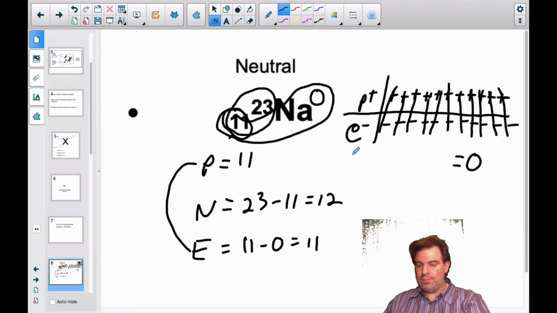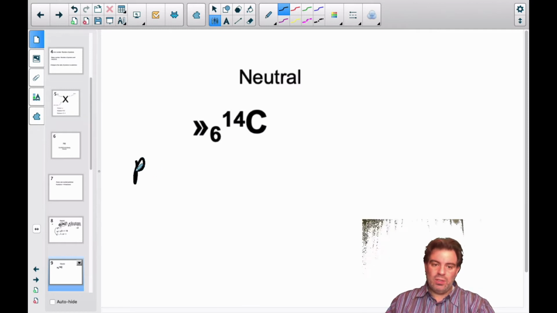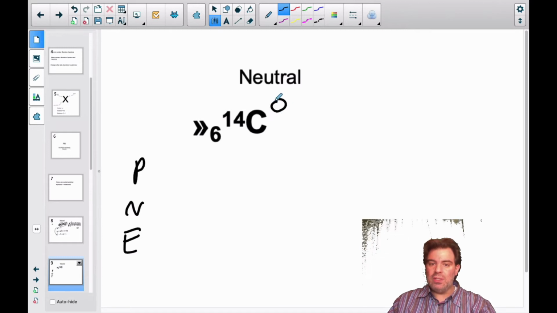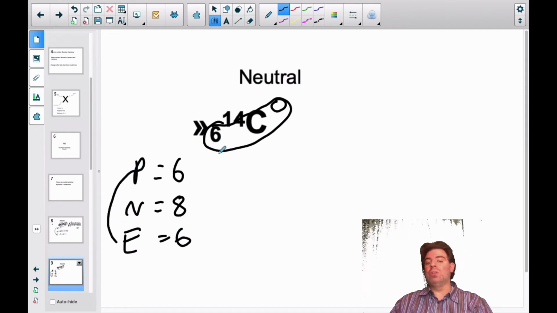Pretty simple, right? Let's do one more, and then you guys will do the rest. Protons, neutrons, and electrons. Again, it's neutral. It's an atom, so that means it's a 0 here. The number of protons is always the lower left number, which in this case is 6. Number of neutrons, 14 minus 6, is going to be 8. And then finally, we subtract these two in order to find the number of electrons. So 6 minus 0 is 6. And notice how in a neutral atom, the number of protons always equals the number of electrons.